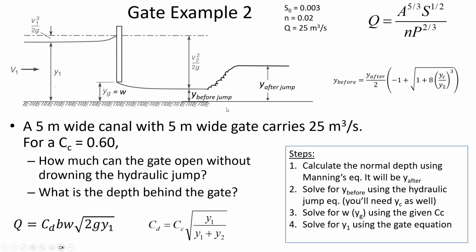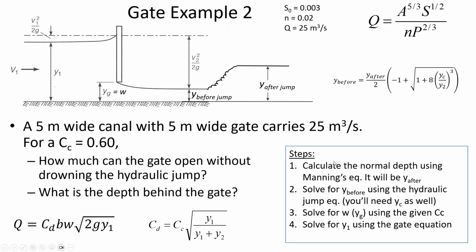So here's our second example for the gate. And in this one, this is helping us to figure out how much we can open the gate without drowning the hydraulic jump. So stepping through the process of finding out what's the maximum gate height, and then also what would be Y1. Because we've only got 5 minutes left, I think what we'll do is look at this together rather than me having you do the calculations yourself.